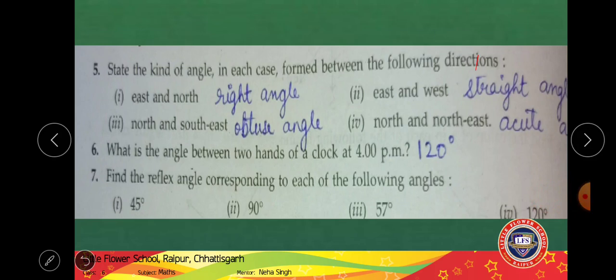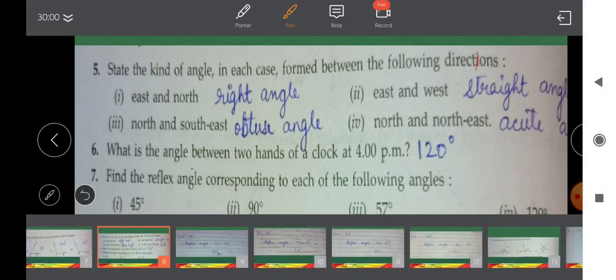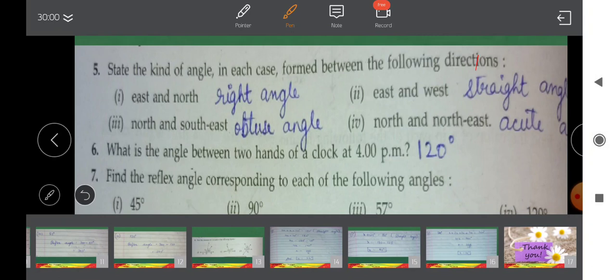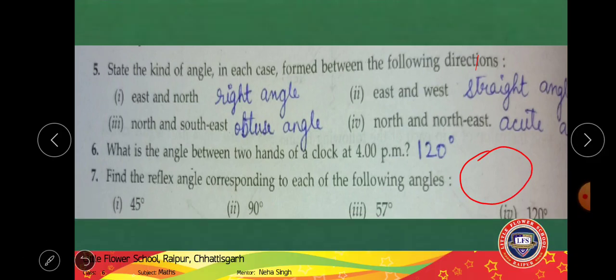Now question number 6, what is the angle between the two hands of a clock at 4 p.m.? See, for this, if we are drawing a clock, right, this is 12, 4 is somewhere here. If we are going to measure this angle, what will it be? It will be approximately 120 degree, right?